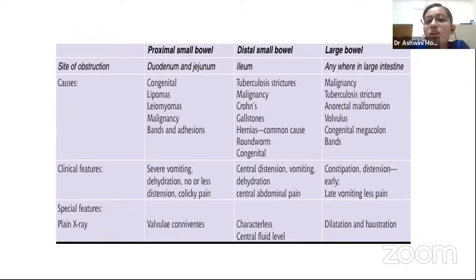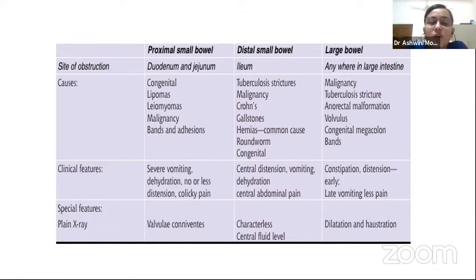In distal small bowel, tuberculosis most commonly involves the ileum. So tuberculosis, malignancy, Crohn's disease, gallstone ileus, if you remember. The hernias commonly involve the ileal part, which is near to the inguinal ring. Roundworm infestation and any congenital conditions. And in large bowel, you will see most commonly a malignancy causing an obstruction. After that, tuberculosis, anorectal malformation, volvulus, congenital megacolon, and bands.